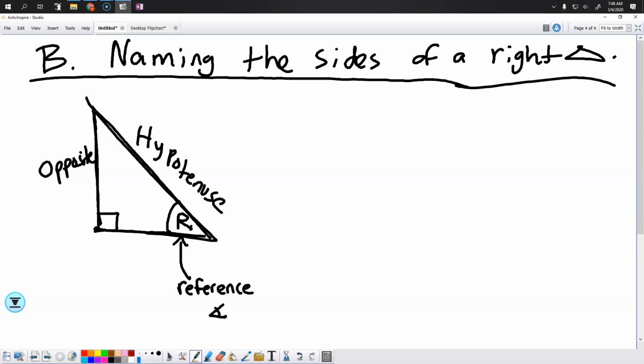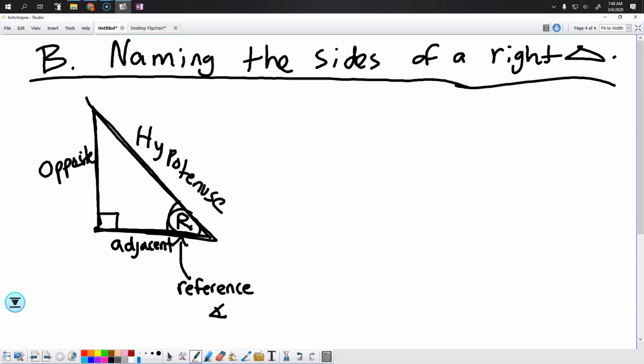The other one has a word that we don't probably use a whole lot in our daily language, but it's called the adjacent side. Adjacent means next to, okay? So Nick is adjacent to Xanath. They sit right next to each other. That's what adjacent means. This side is next to your reference angle. It's sitting right next to it, right? It actually touches it. It's actually one of the sides of that angle.